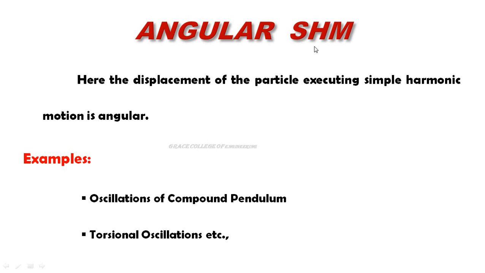The next one, angular simple harmonic motion. Here the displacement of the particle executing simple harmonic motion is angular. That is compound pendulum, torsion pendulum. Torsion oscillation means one end is fixed, and the other end has a circular disc. We rotate it, so it is in the form of angular displacement, so we call it angular simple harmonic motion.